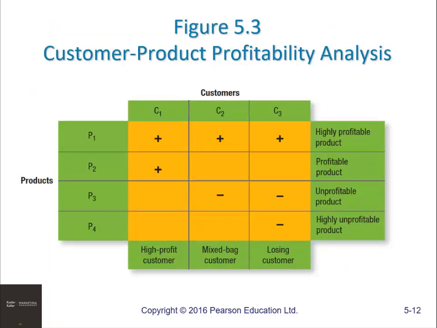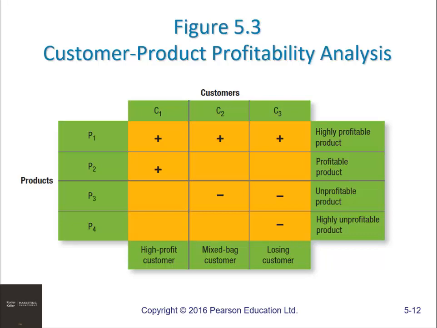Customers are arrayed along the columns and products along the rows. Each cell contains a symbol representing the profitability of selling that product to that customer. Customer 1 is very profitable. He buys 2 profit-making products, known here as P1 and P2.